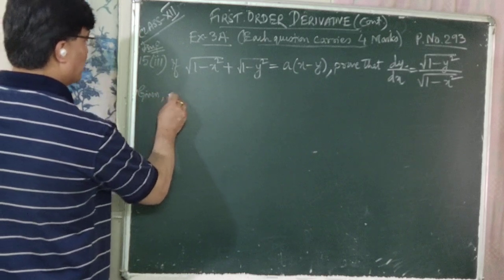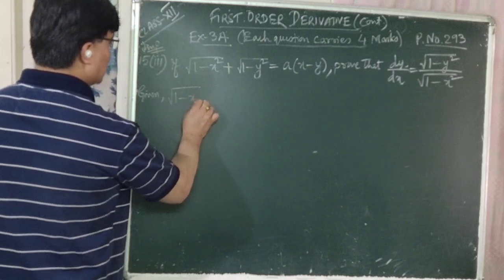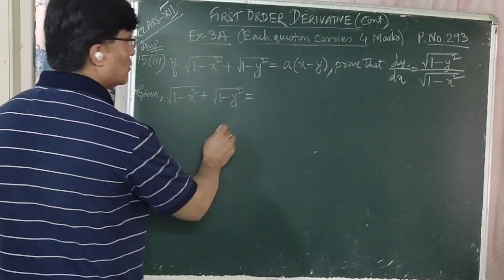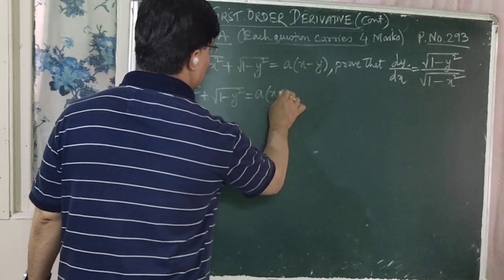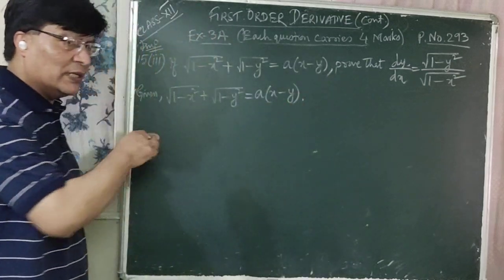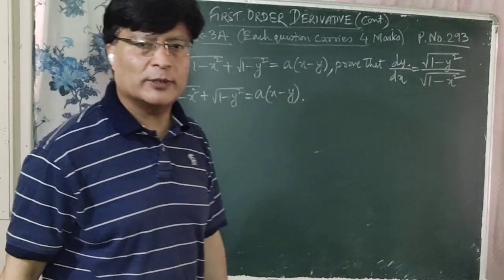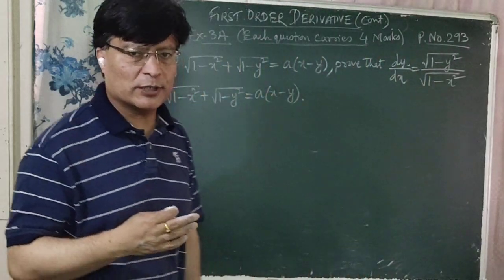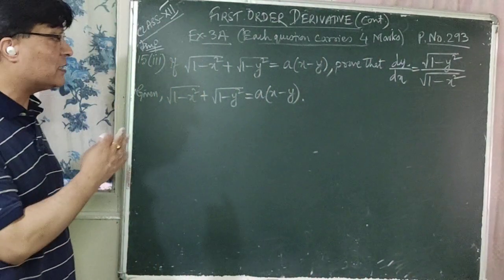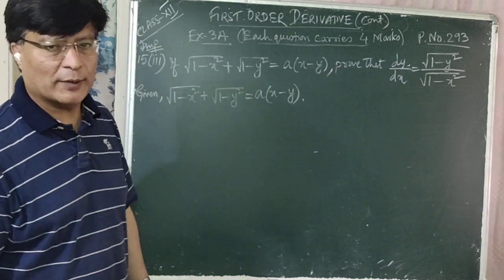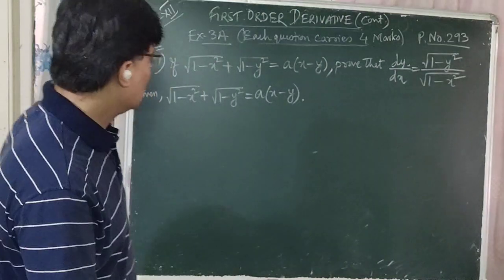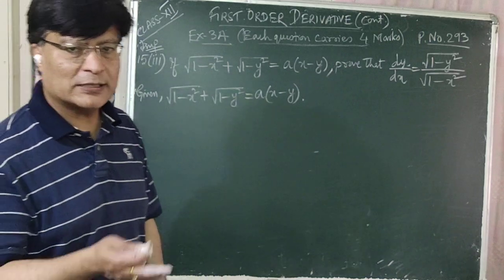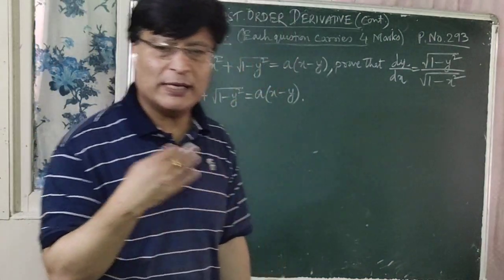So you have to prove it from given: root over 1 minus x square plus root over 1 minus y square is equal to a into x minus y. So in this case, let's do the trigonometric substitution, because if you use trigonometric substitution, it will be easier for you to simplify it and then prove the value for dy by dx. Okay? If there is root over 1 minus x square, what should you put for x? X may be sine or x may be cos.